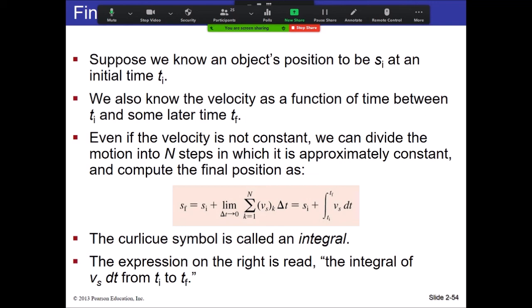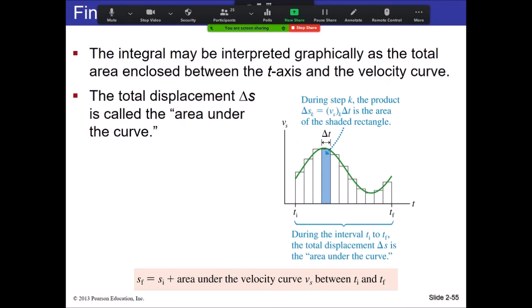But I will explain to you, at least from a graphical standpoint, how you understand that. Okay, so let me jump ahead here to this picture. Now in this picture, we have a very strange looking velocity graph. This is not a standard velocity graph we work with. This is just drawn here for the purposes of the mathematical explanation.